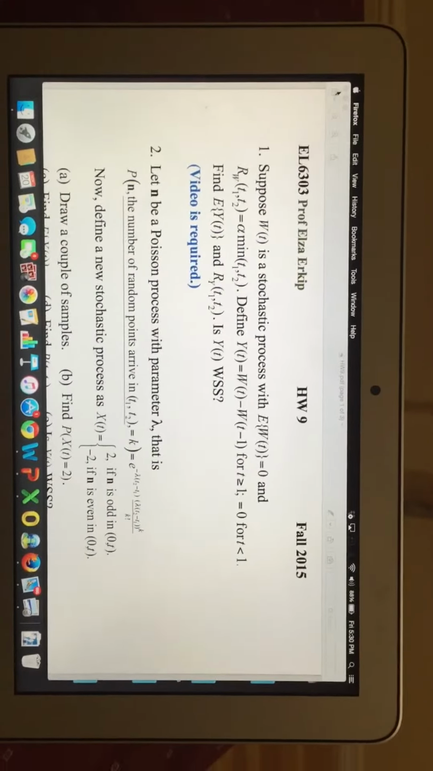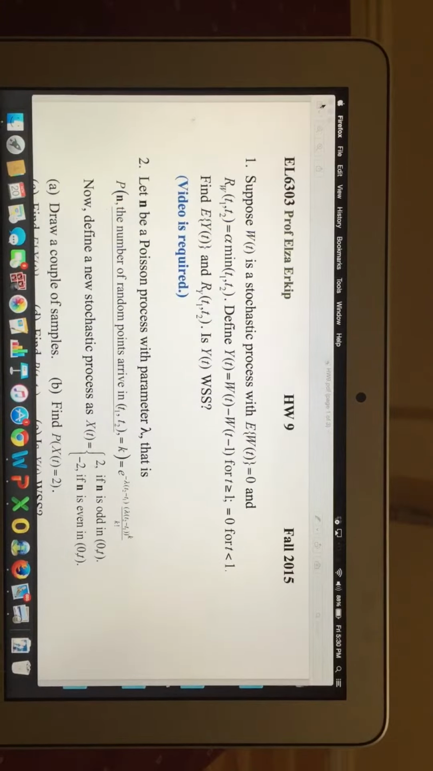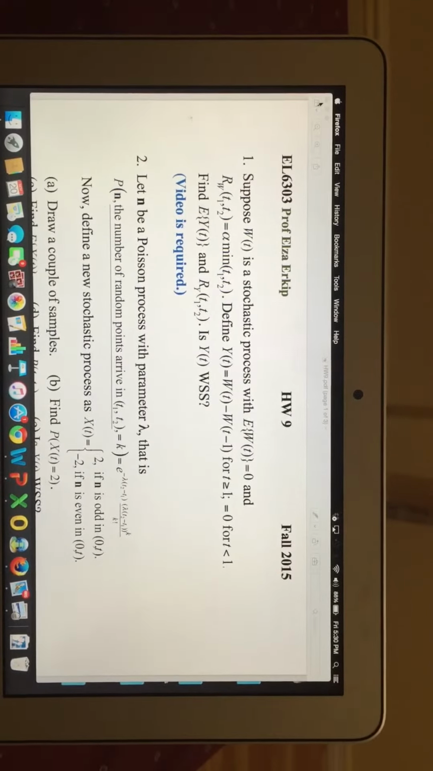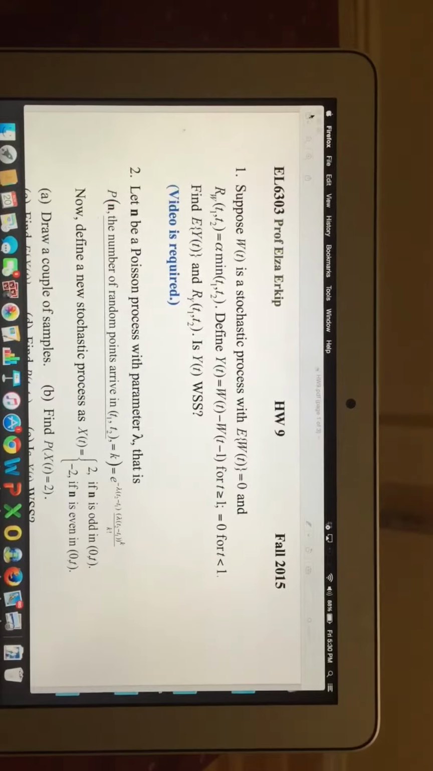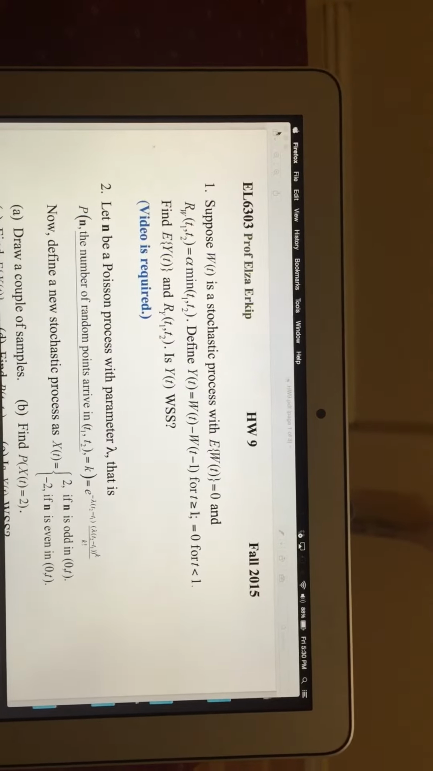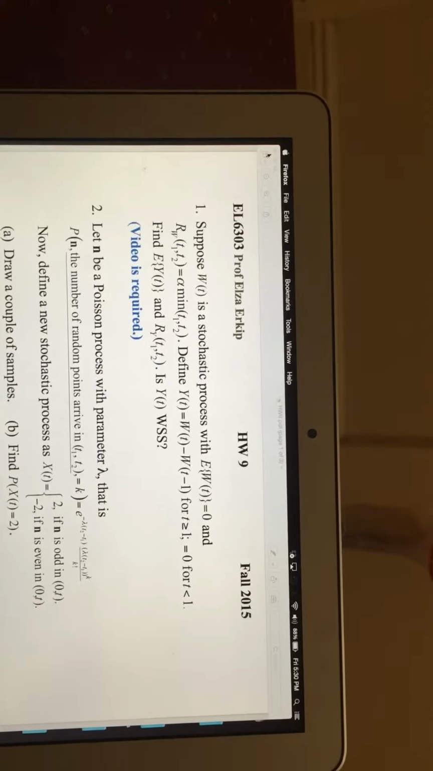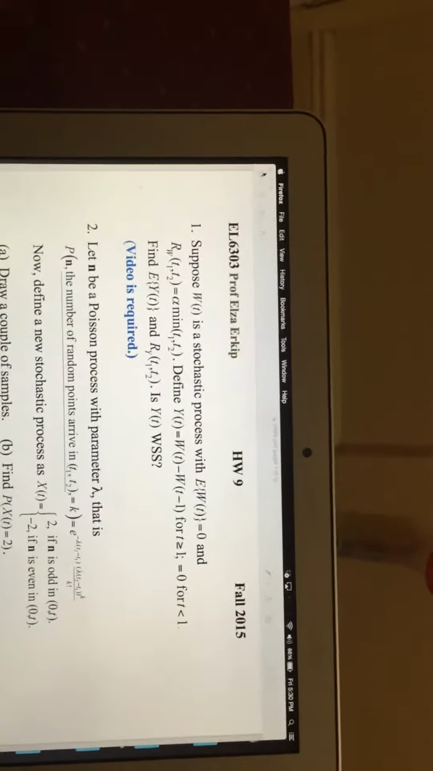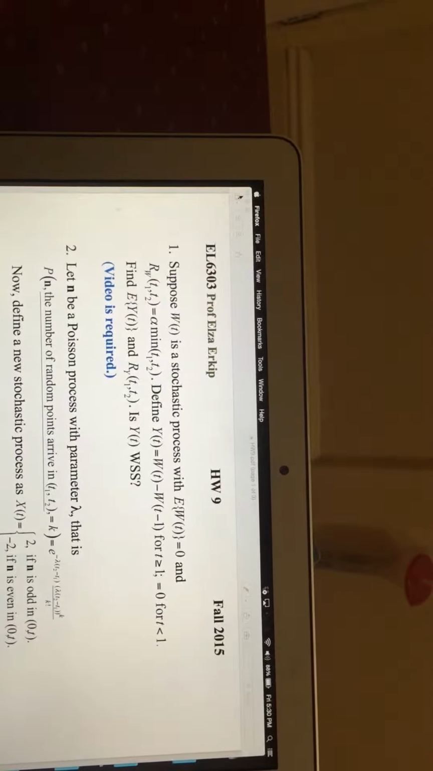So our problem is that we've been given a stochastic process with the expected value of the process W(t) equal to 0, and R_W(t1, t2) is equal to alpha times min(t1, t2), and we've been given Y(t) is equal to W(t) minus W(t minus 1) for t greater than or equal to 0. So we need to keep in mind that the minimum value for t will be 1 and below that it will be 0, and we have to find the expected value of Y(t) and R_Y(t1, t2), and then deduce if Y(t) is a wide-sense stationary function or not.